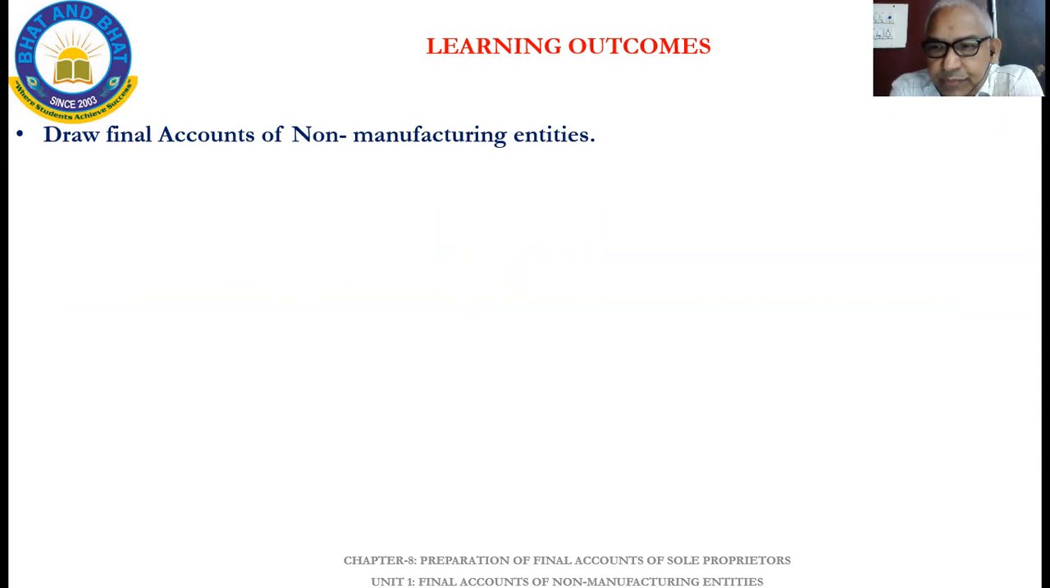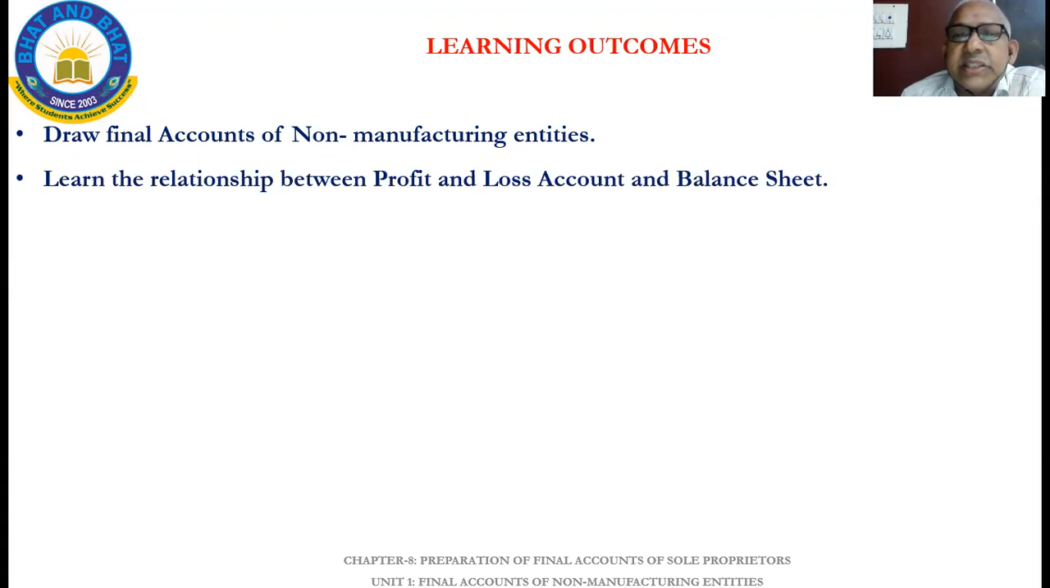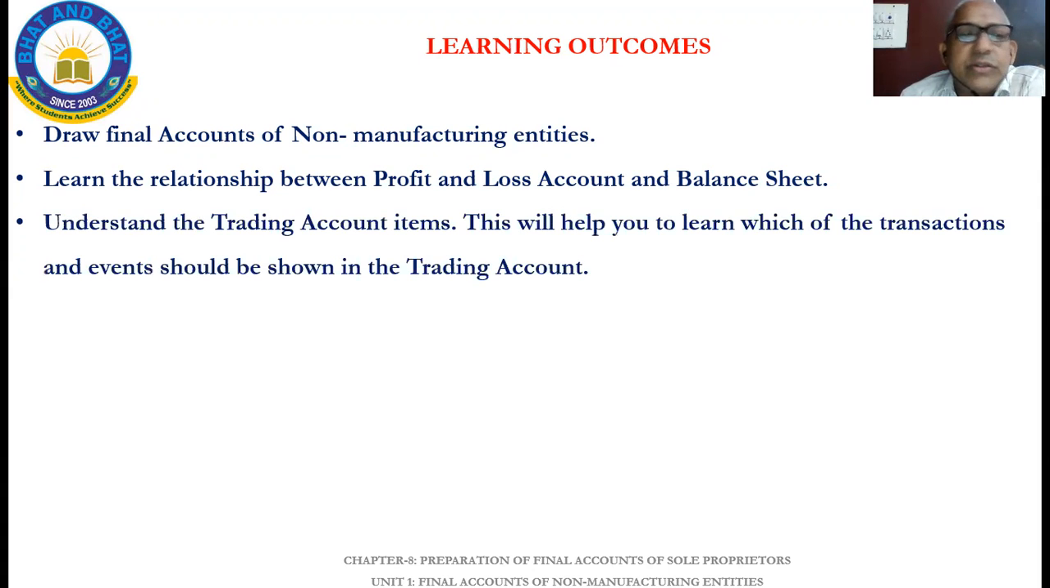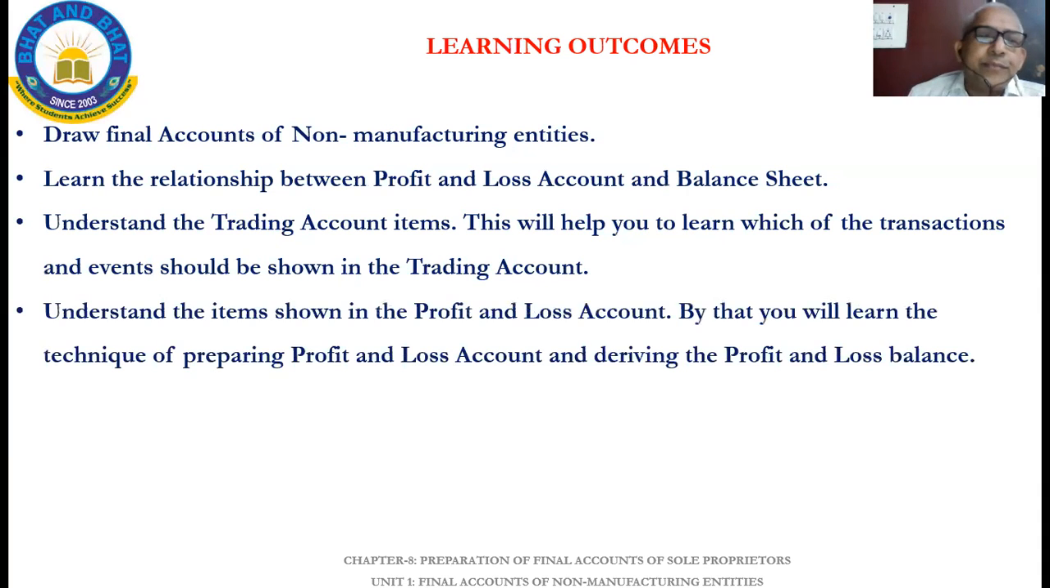If a person buys goods and sells them in his shop, that is non-manufacturing. If a person brings raw materials and processes them, then at the end some end product is what he produces, right? That is manufacturing. Hence, we will study final accounts of non-manufacturing entities. Then we will understand the relationship between the profit and loss account and the balance sheet. We will understand how to prepare the trading account and what items are shown in the trading account, profit and loss account, and balance sheet.